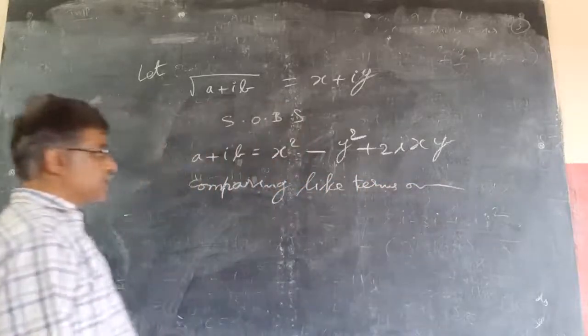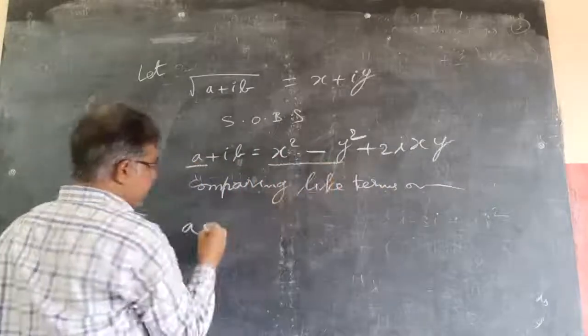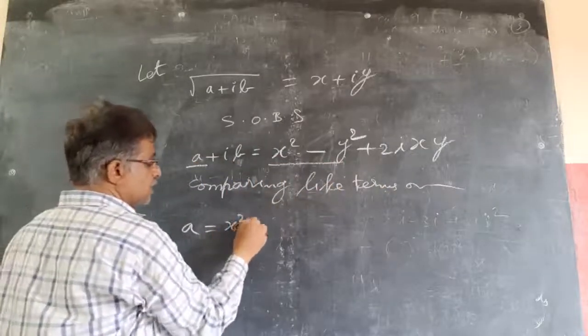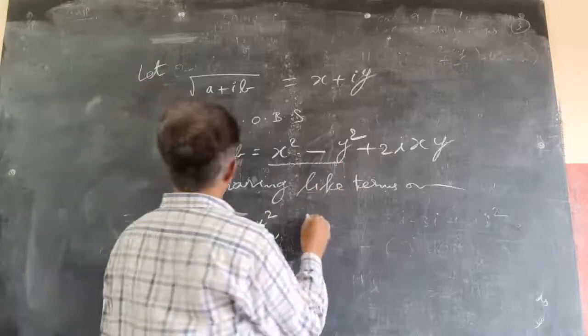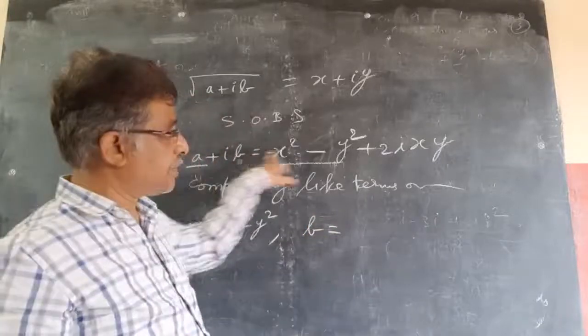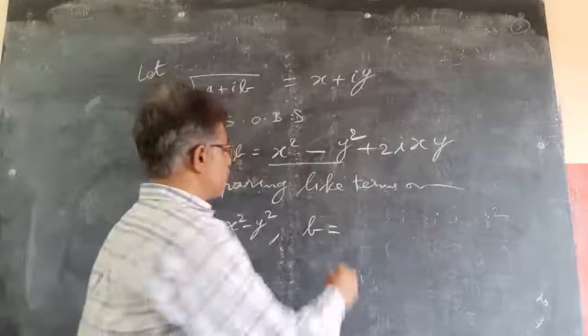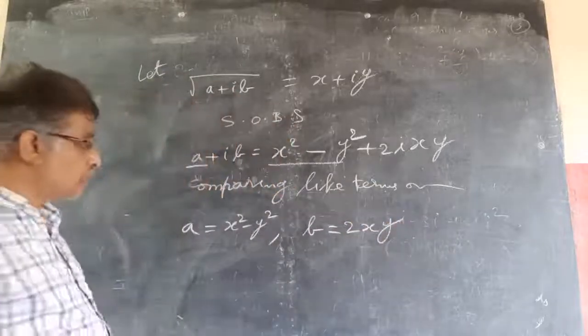So what do we get? The real part here is a, and on the other side x square minus y square. So a equals x square minus y square. And b equals the imaginary part, which here is 2xy. So b is equal to 2xy.